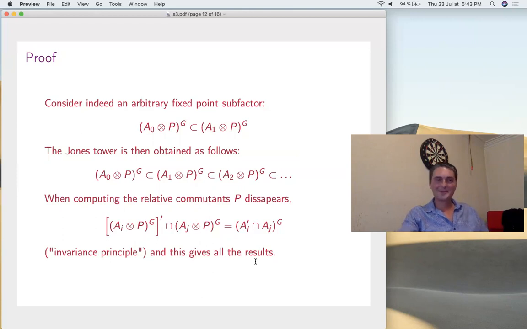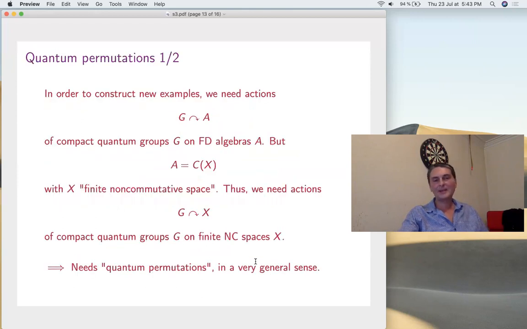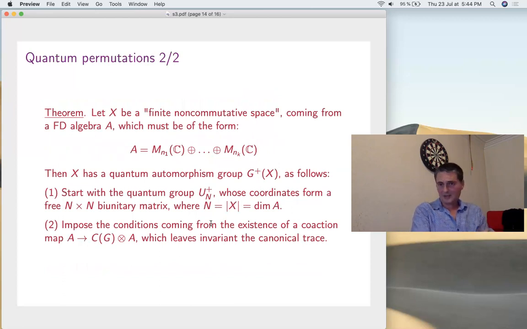Okay, that's where we wanted to get. So if you look at what we had there, we basically need actions of compact quantum groups on finite dimensional algebras. Now these algebras correspond to finite, possibly non-commutative spaces. So in the end, we need actions of quantum groups on finite spaces. So we need quantum permutations, okay, in a very general sense. Take any finite space X, which can be 1 to n or even non-commutative. We need quantum permutations of that, and then subgroups of these quantum permutations. So let's see first how the big groups work, the quantum permutations.